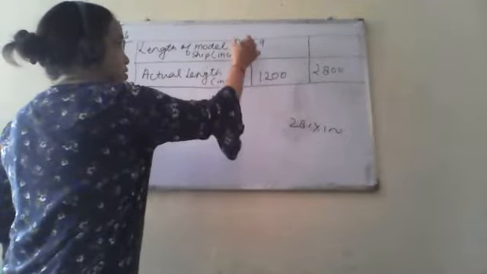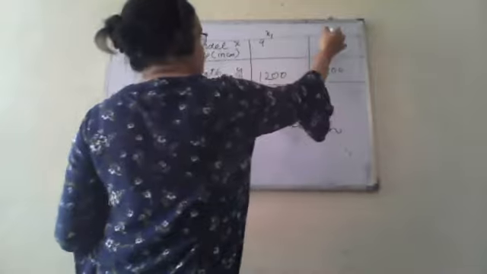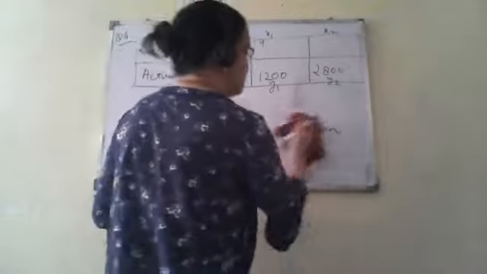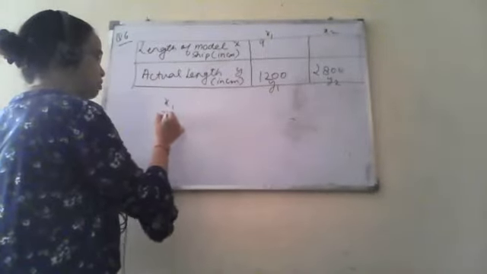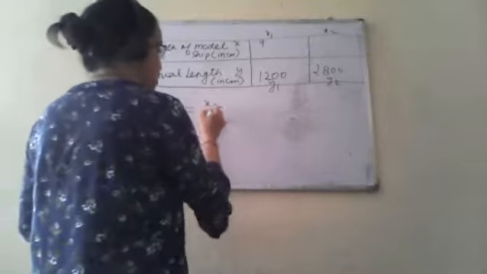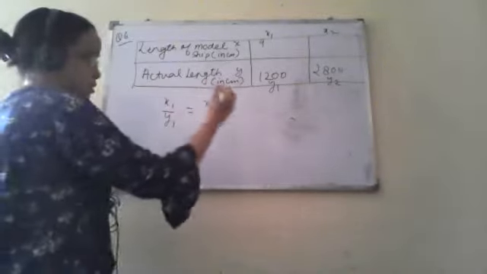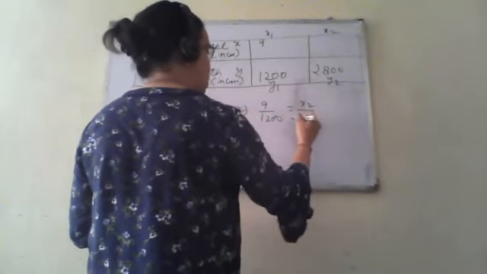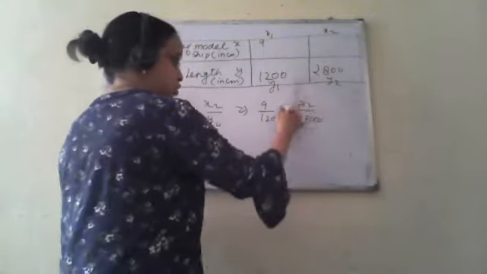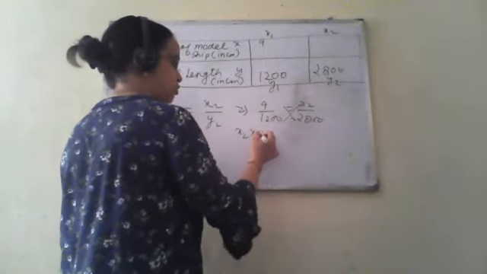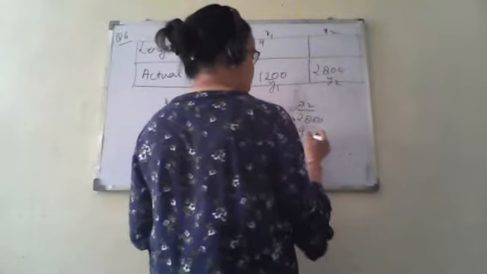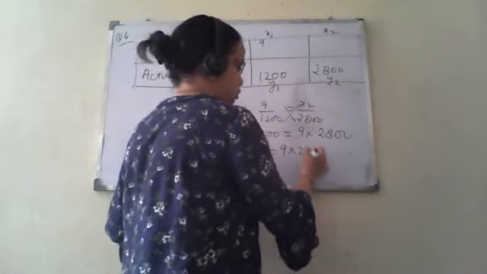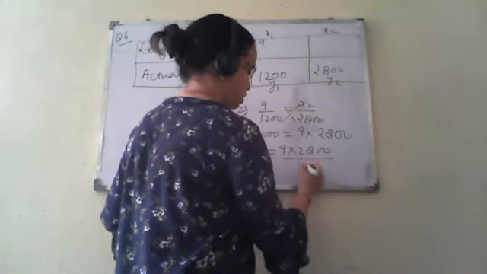So again we can take it as x, this is y, this is corresponding x1, this is x2, this is y1, this is y2. Now as per direct proportion, x1 upon y1 is equal to x2 upon y2. So x1 is 9 upon 1200, that is equal to x2 upon 2800. So by cross multiplication we have x2 into 1200 equals 9 into 2800. x2 comes out to be 9 into 28 upon 12.